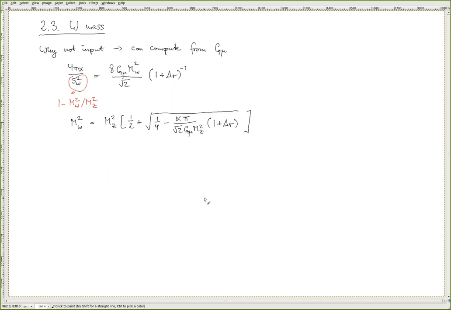And so if we measure G mu, MZ, alpha, and so forth with high precision, and they are known with high precision, then we can actually predict the W mass with very high precision. It's actually just a tad bit more complicated because inside these loop corrections that we compute here, there are of course all kinds of other stuff that can appear as well, right? There can be Higgs bosons in the loops, there can be top quarks in the loops, there can also be more W bosons in the loops. So delta R is actually a function of all those parameters.